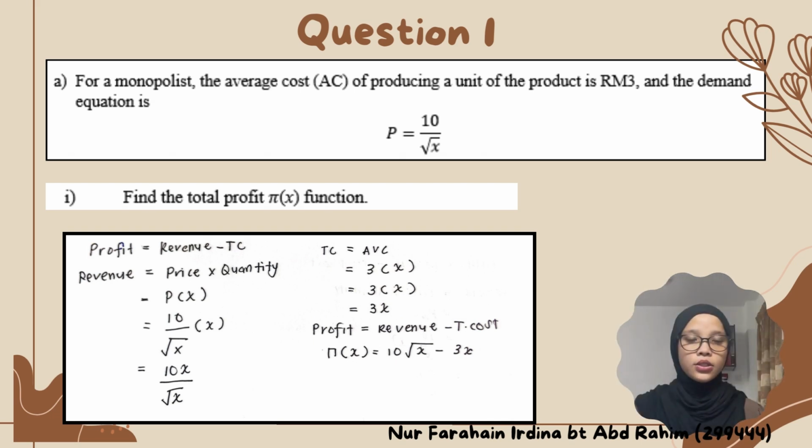The next step is we need to find the total cost. Total cost equals average cost times x. So RM3 is the average cost, and we need to multiply it with x. So the answer is 3x. The last step to get the total profit, we need to subtract total cost from revenue. So the answer is pi of x equals 10 square root of x minus 3x.